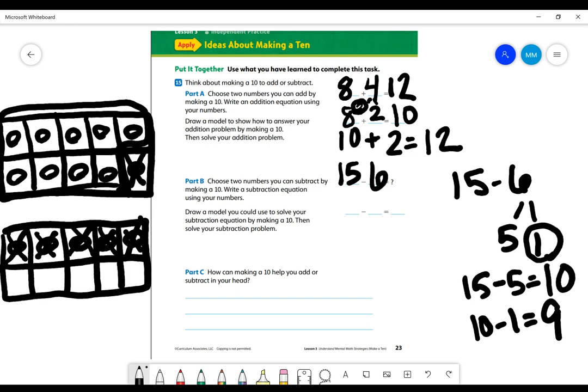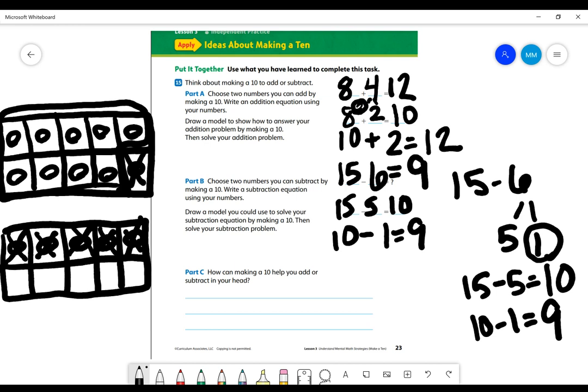9. So we did 15 minus 5 equals 10. And then we did 10, we had our group of 10. We took the 1 away because we broke 6 into 5 and 1. And we had 9 left. So 15 minus 6 equals 9.